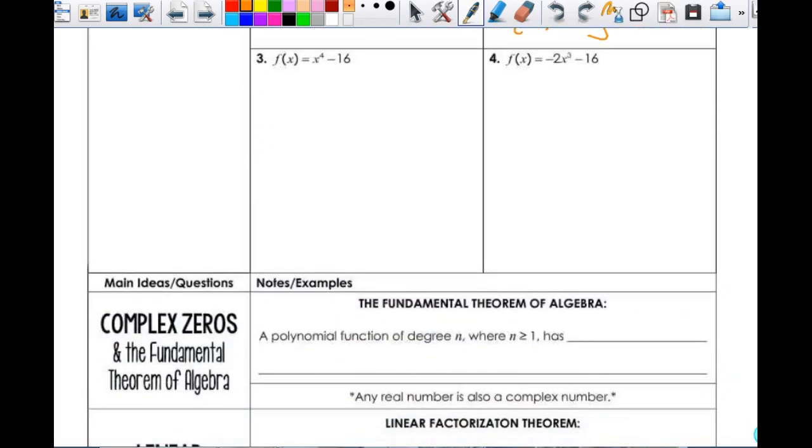So what can I factor out here? Negative 2. So I take out the negative 2, and this gives me x cubed plus 8. Can you factor that? Yes. So go ahead and factor that. Good. Thank you. I'll try. That's what I want you to do.